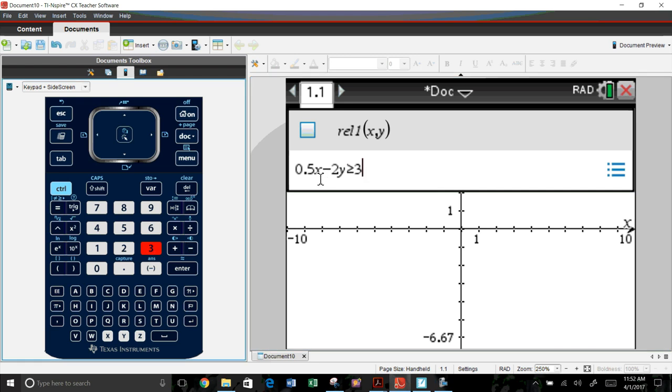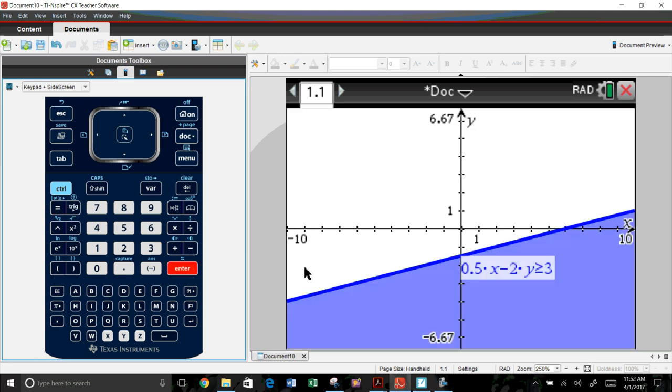Okay, let's double check that. 0.5x minus 2y greater than or equal to 3. Okay, that looks good. So we press enter. There's our graph right there, our inequality. So if one of our choices is in the solution set, it should be in the shaded section.